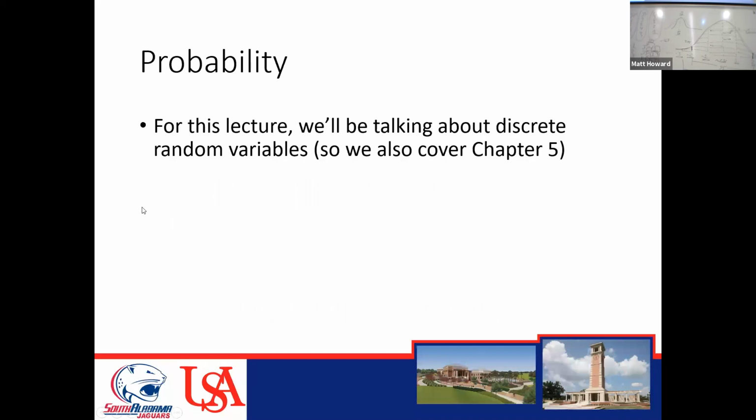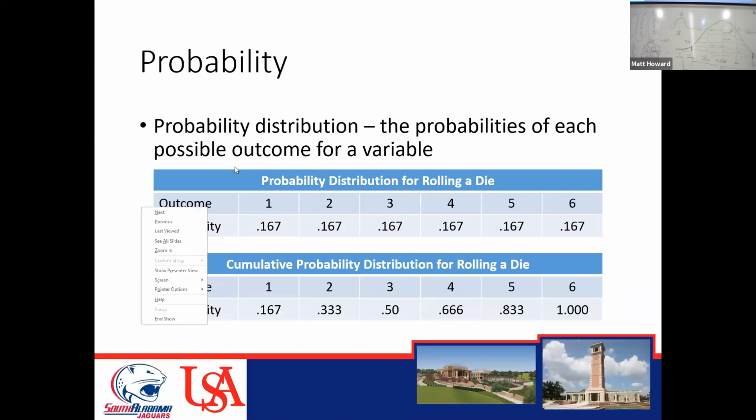Okay, so for this lecture, we'll be talking about discrete random variables. This mainly covers chapter 4 and some of chapter 5. And then continuous random variables is chapter 6.